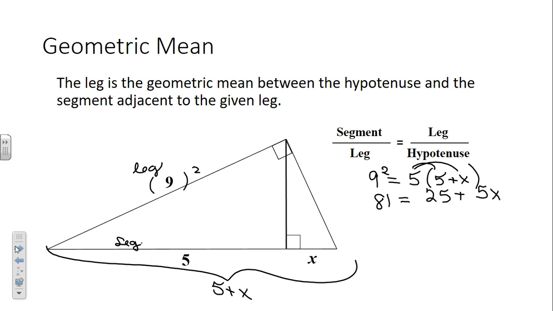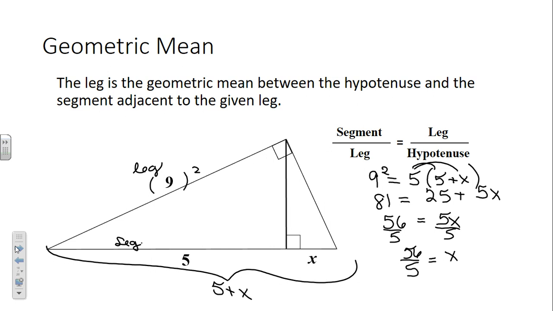So that'll be 56, right? And then we're going to divide by 5, right? So 56 fifths equals x. It doesn't come out evenly. You can call it 56 fifths. You can call it 11 and 1 fifth, 11.2.